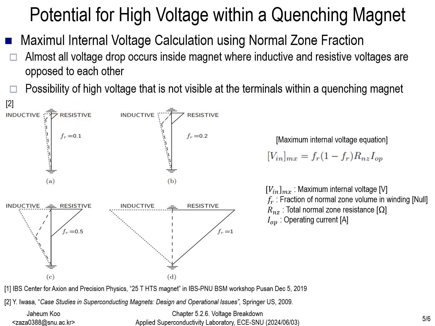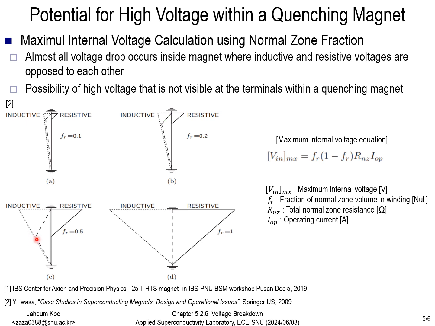While inductive voltage tries to counteract these changes, maintaining zero voltage at the terminals, significant internal voltages can develop within the magnet itself. The following diagram illustrates the relationship between the proportion of the normal zone within the magnet and both inductive and resistive voltages. The solid line represents the resistive voltage generated by the normal zone, the dotted line shows the inductive voltage, and the dashed line indicates the total voltage, which peaks when the normal zone accounts for 50% of the magnet.